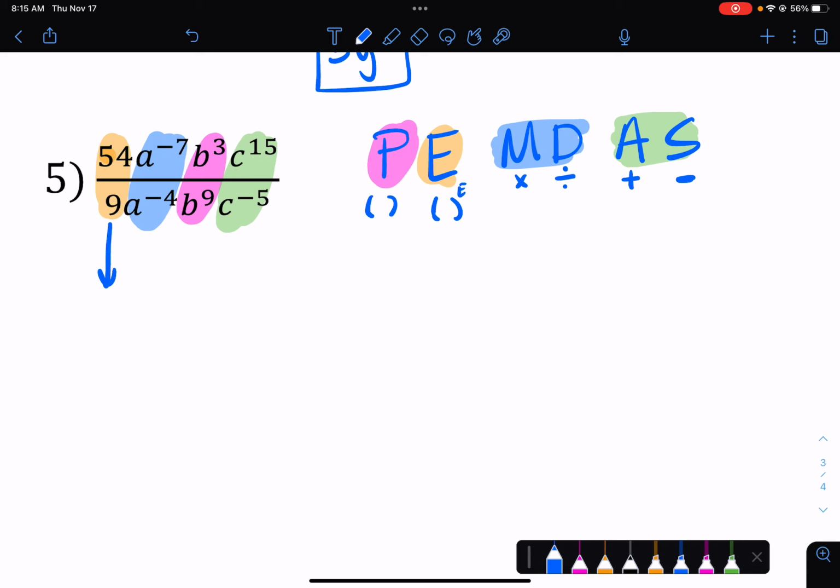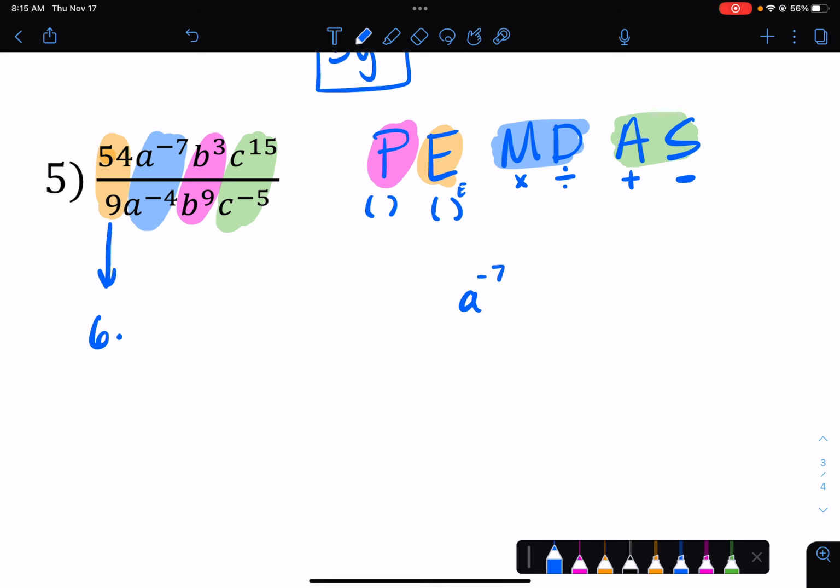So 54 divided by 9, that's going to be 6, right? Bam. And then when we divide, the A's become 1, right? So we have 1A, and it's simplified. Let me just do it on the side of the work. Sorry. All right, so we have 8, we have -7.